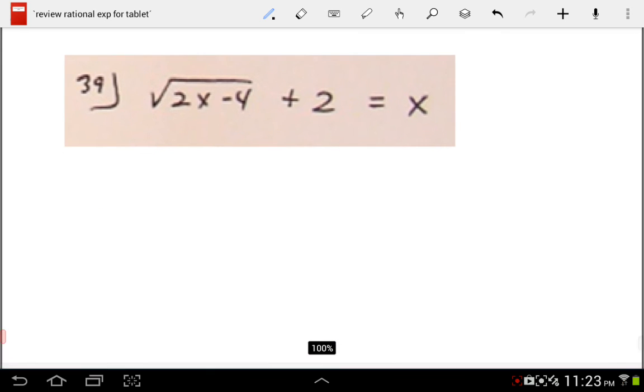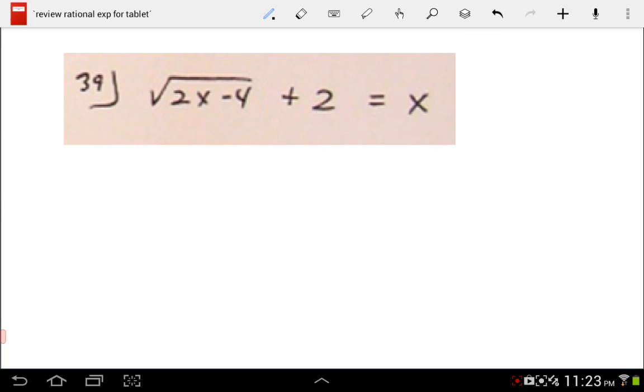Okay, number 39. This is kind of similar. It's got a little isolation step in it first. So we're going to take that 2 over, get rid of it, so that'll make that say x minus 2 on the right side. Now there's my isolation step. So this is the part where I'm going to have to come back and check to make sure that x minus 2 is not something that's negative. Now let's undo our radical, so I'm going to square both sides.